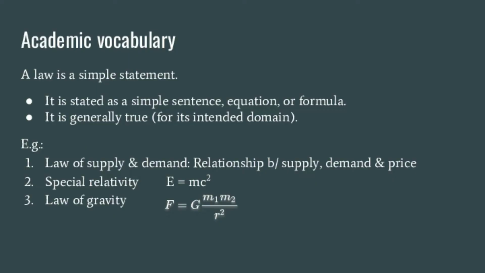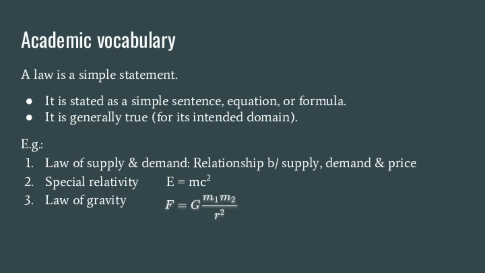So think about, in economics, there's the law of supply and demand. And it basically says that there's a relationship between supply, demand, and price. And it's generally true. It works for normal circumstances. It may not work for like an apocalypse or during catastrophes and disasters, and maybe not so much during wars or such, but it generally works for normal circumstances.